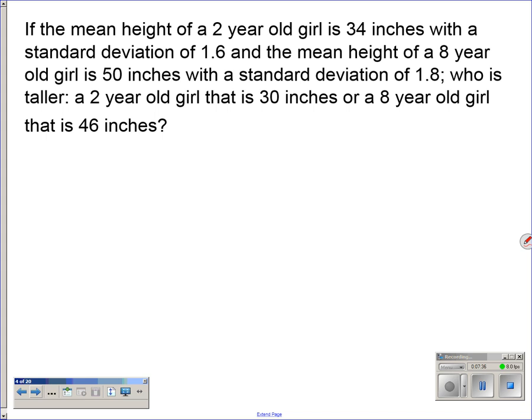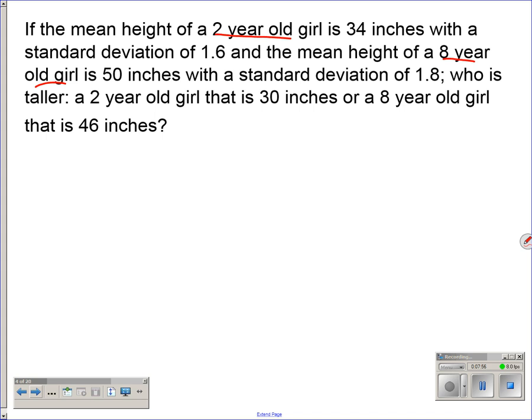Let's look at an example. Now, this example, let me just preface it. I realize that a 2-year-old girl and an 8-year-old girl are not going to be the same height. I get that, okay? So just keep that in mind. Don't make fun of the question as we go through it, all right?